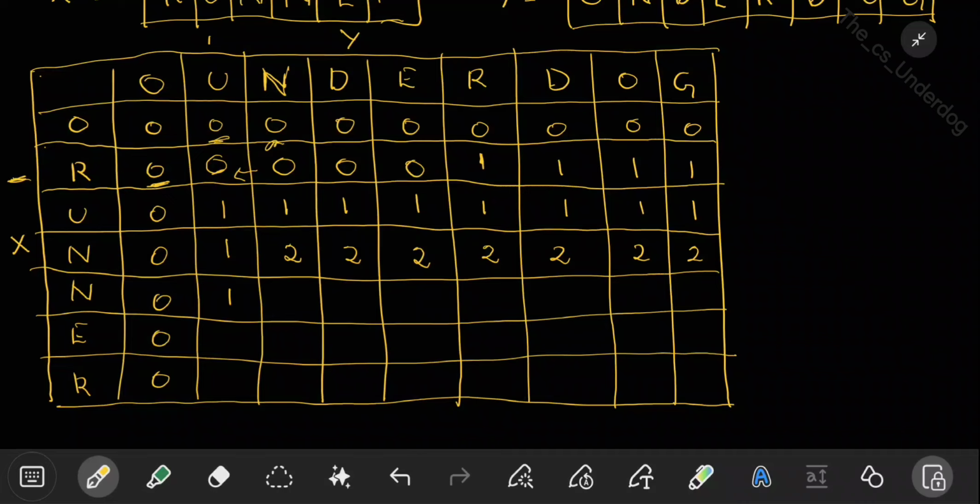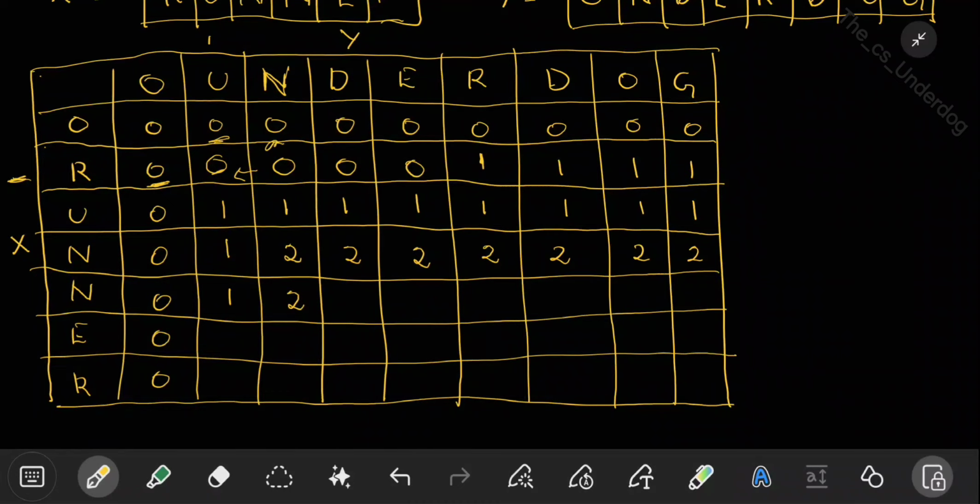Next one, you have N and N. So N and N are matching. What should you do? 1 plus the diagonal element. Here you should not look at top and left. Instead, you should do 1 plus the diagonal element. What is your diagonal element? Your diagonal element is 1. 1 plus 1 is 2. So the value here is 2.